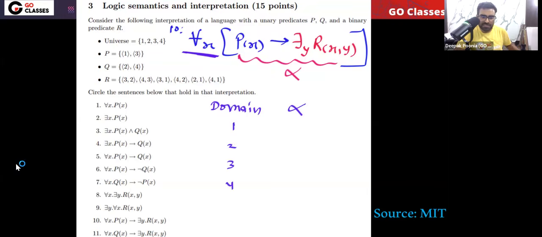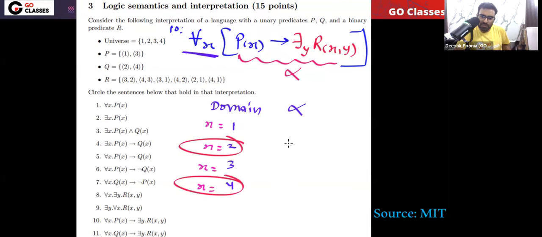If I take this alpha and take x equal to 1, then what about alpha? If I take x equal to 2, or x equal to 4, then alpha will be true. Why? What is the reason? Because this p will be false, and false implies anything is true. Yes or no? Okay. What about x equal to 1? If I take x equal to 1, then p will be true.